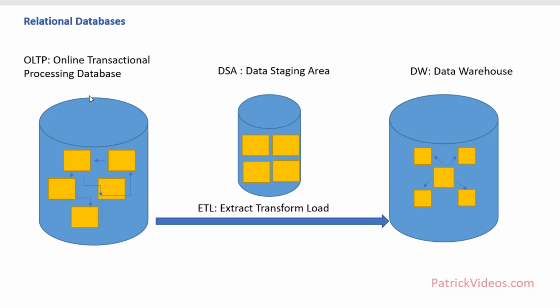Now the problem with OLTP databases, even though they are an efficient way of organizing data into multiple tables. For example, if you're creating a database for an online retail store like Amazon, you're going to have the product information in one table, the order information in another table, the customer information in another table. So the data is spread out into multiple tables and there will be a relationship between those tables.